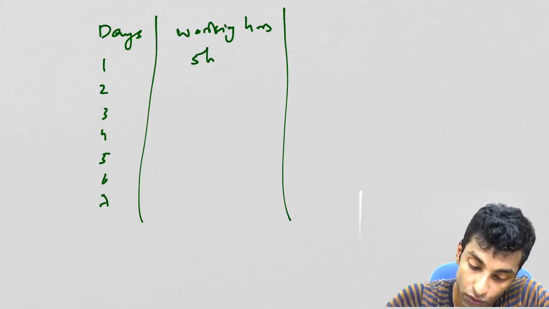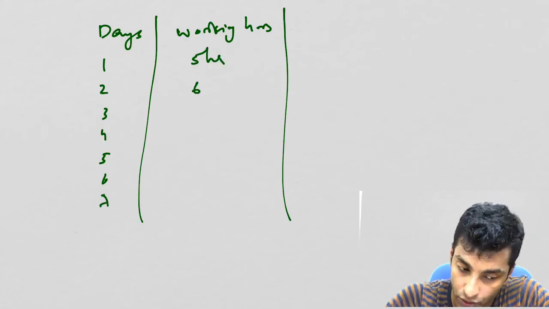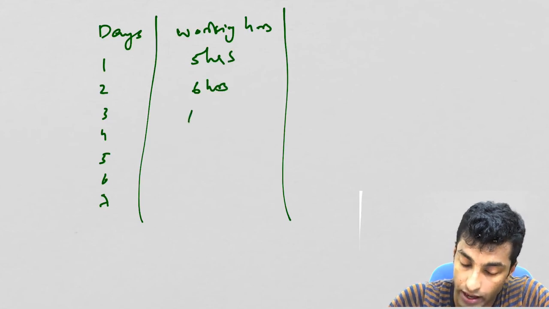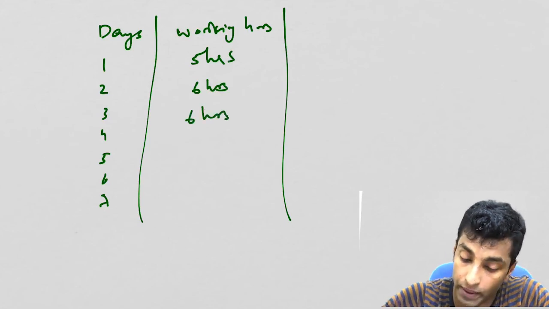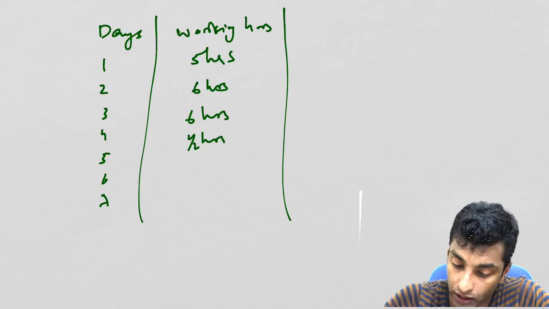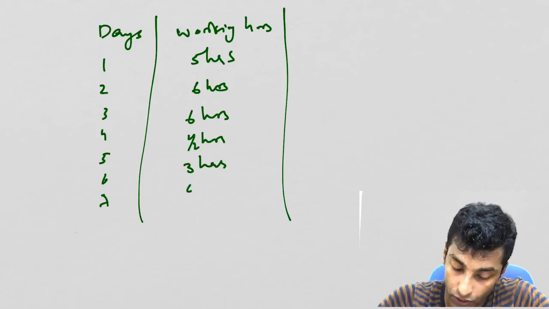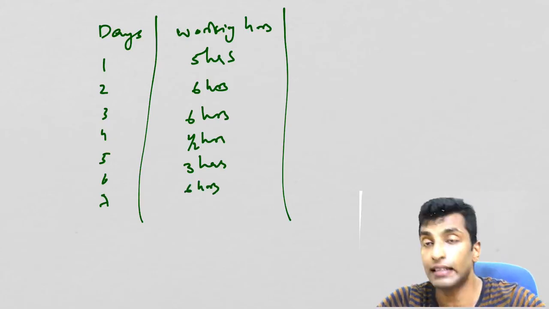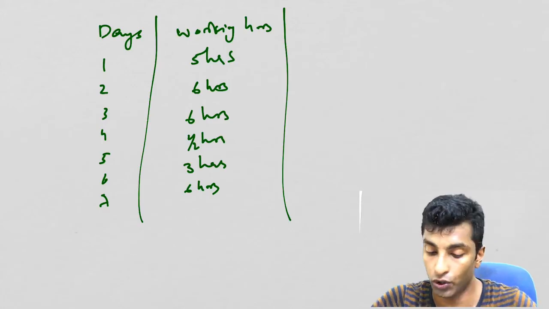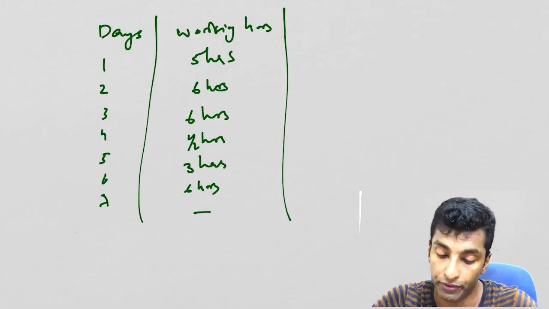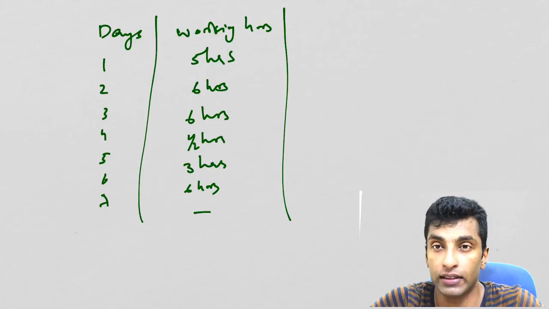Okay, so the first day you work for, let's say, 5 hours, the second day you work for 6 hours, then again 6 hours. Then the fourth day you worked half an hour. Then the fifth day you work for 3 hours, the sixth day you work for 6 hours, and on the seventh day, Sunday, you opted not to work. You took leave, so you're not ready to work on the 7th, that is Sunday.